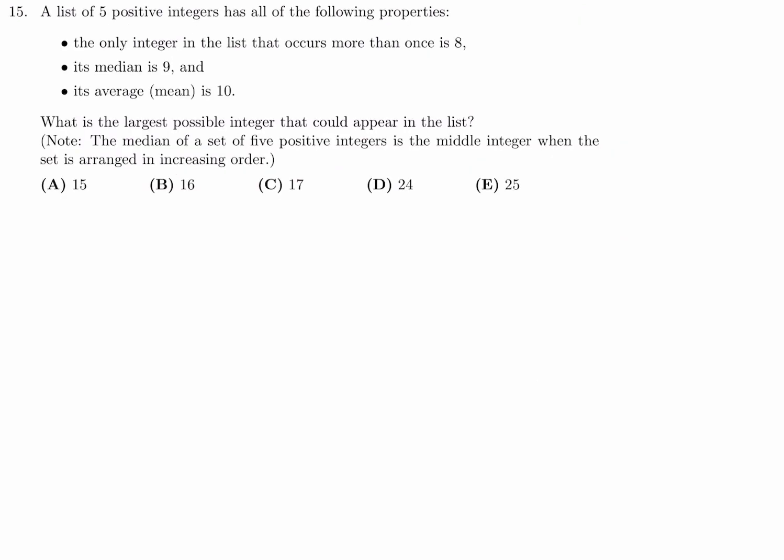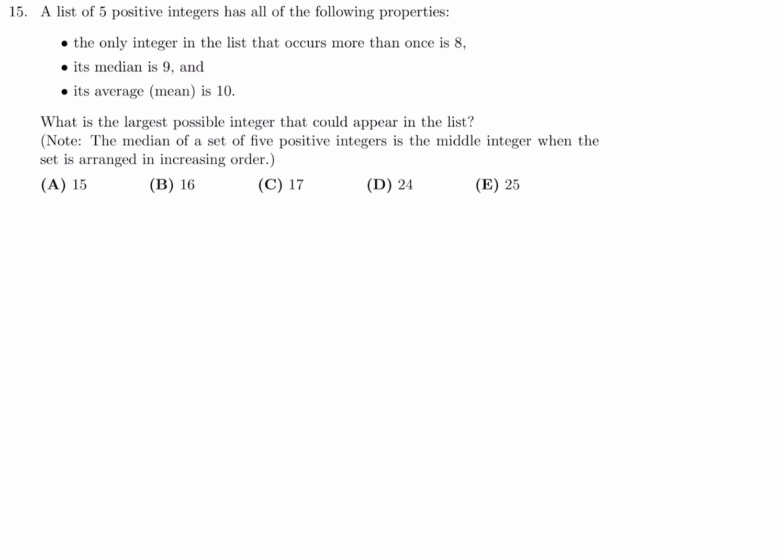A list of 5 positive integers has all of the following properties. The only integer in the list that occurs more than once is 8. The median is 9, and the average is 10. What is the largest possible integer that could appear in the list? The median of a set of 5 positive integers is the middle integer when the set is arranged in increasing order.